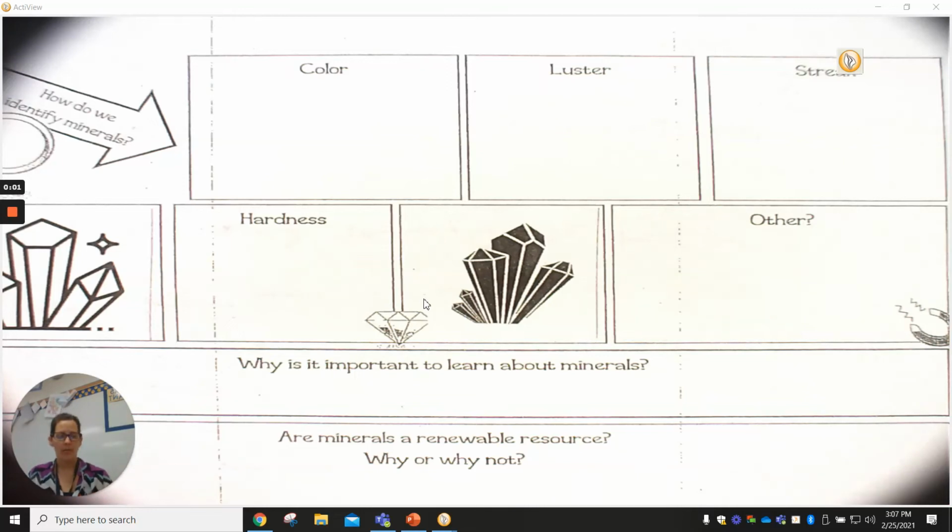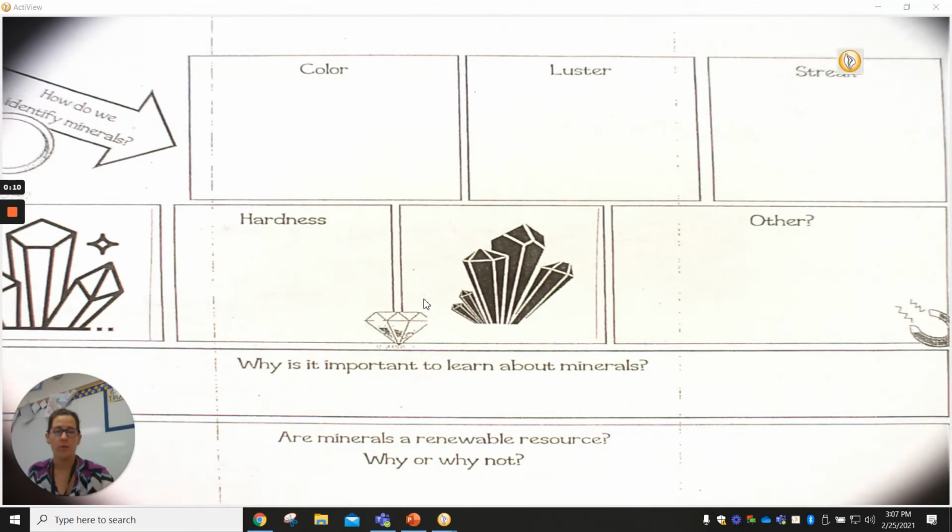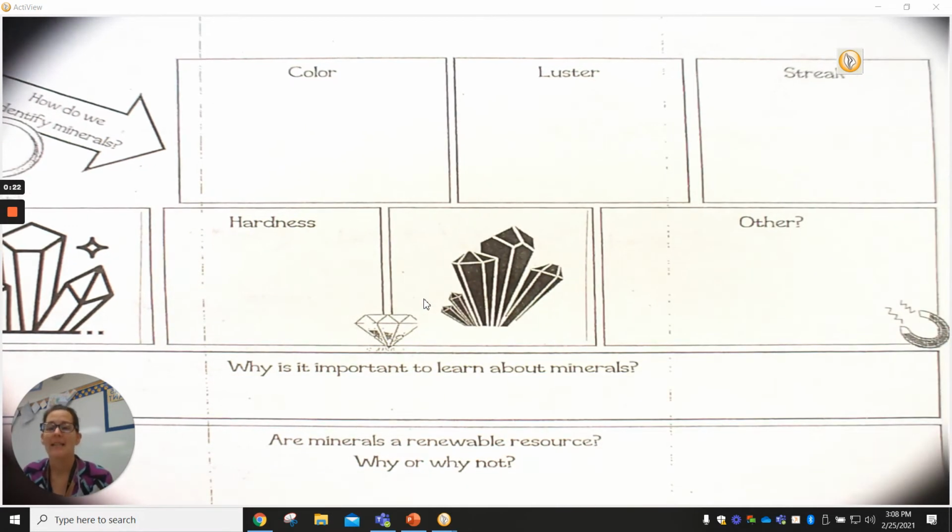Hello. Well, yesterday we talked about minerals and we filled out this note page right here. Today we're going to flip this over and do the back side of this note page. We're going to talk some more about minerals and how we could test and identify different minerals by using the different properties of the minerals. So first on our list is color.